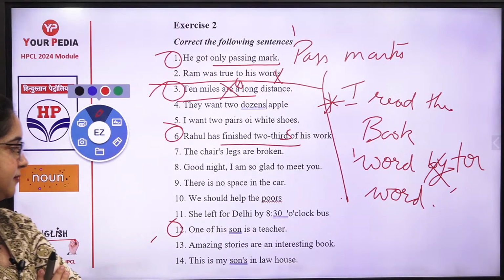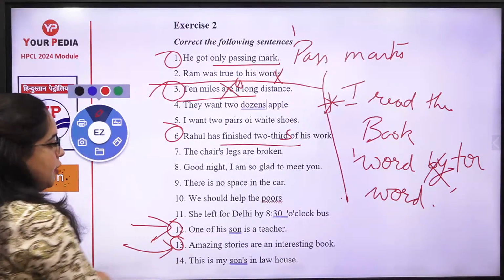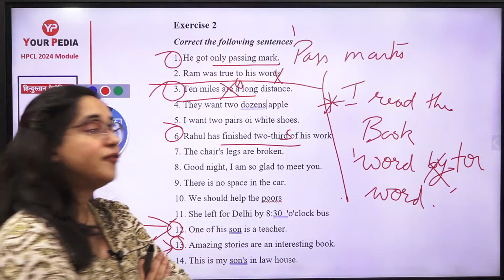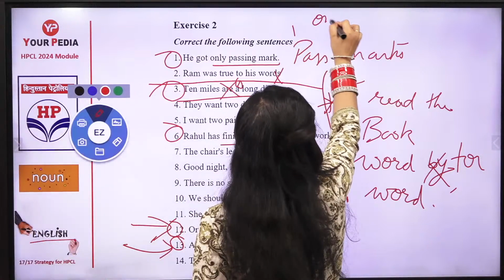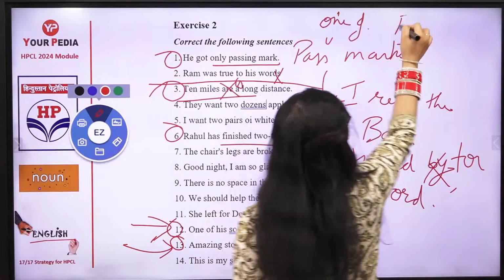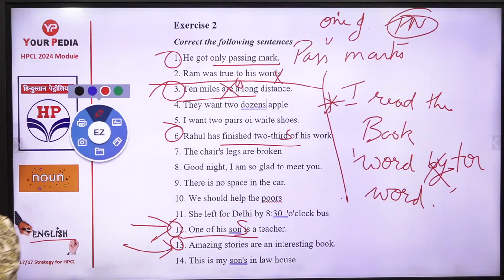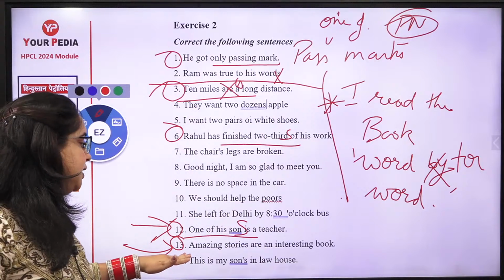Go for 12th and 13th first. One of his son is a teacher. One of always takes a plural subject. So one of always takes a plural noun, and it will be: one of his sons is a teacher. Very good. Go for the 13th one.